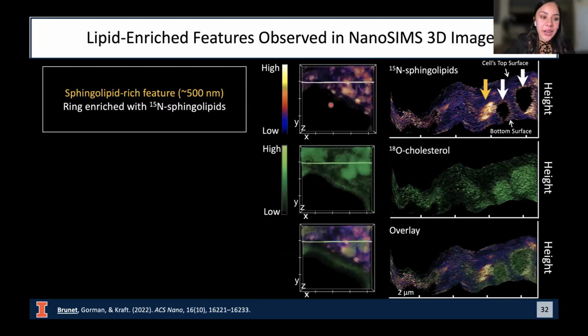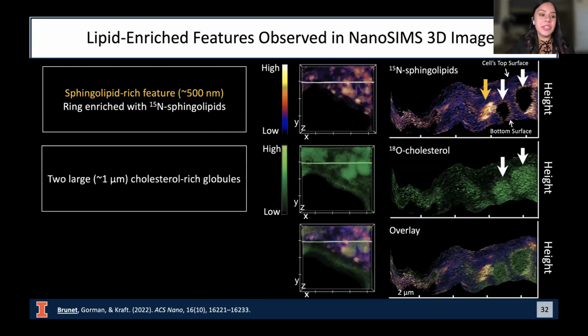With our developed codes, we can also take cross sections, and we can even take a peek further inside the cell. So what I'm showing here on the right are the cross sections. Here is a top view of our morphology, of the depth corrected images. And this white line illustrates where the cross section is taken. So this first cross section is for sphingolipids, and we observe a sphingolipid-rich feature here that's about 500 nanometers. And then we observe these two sphingolipid-rich rings. They appear to be empty, at least on the sphingolipid image.